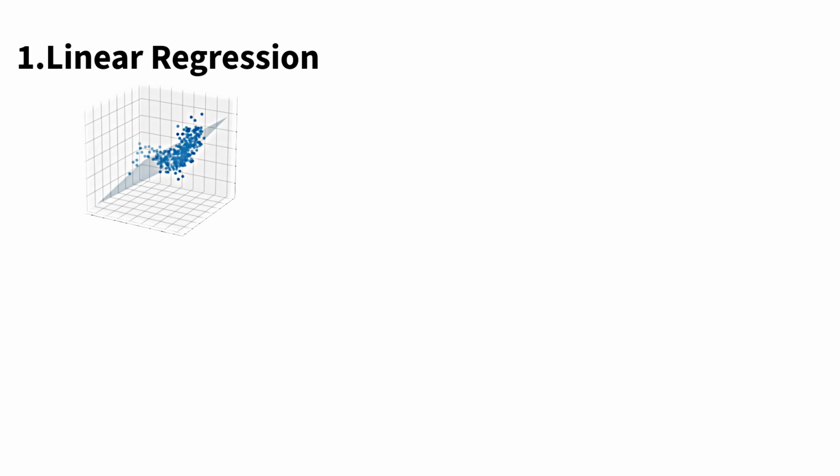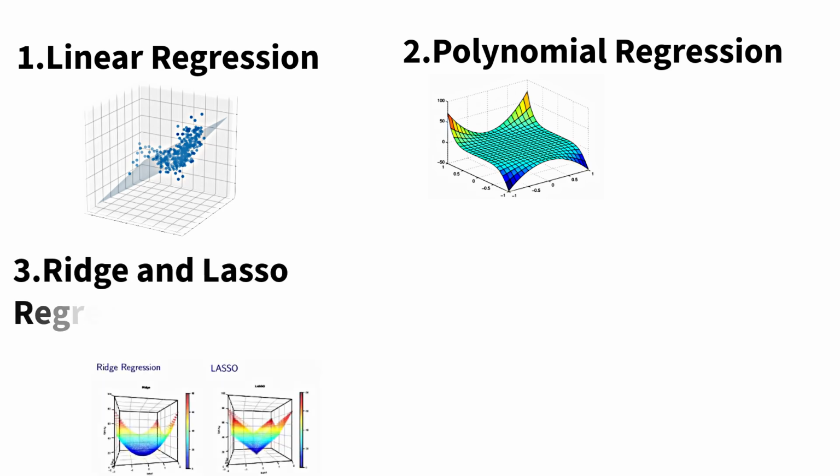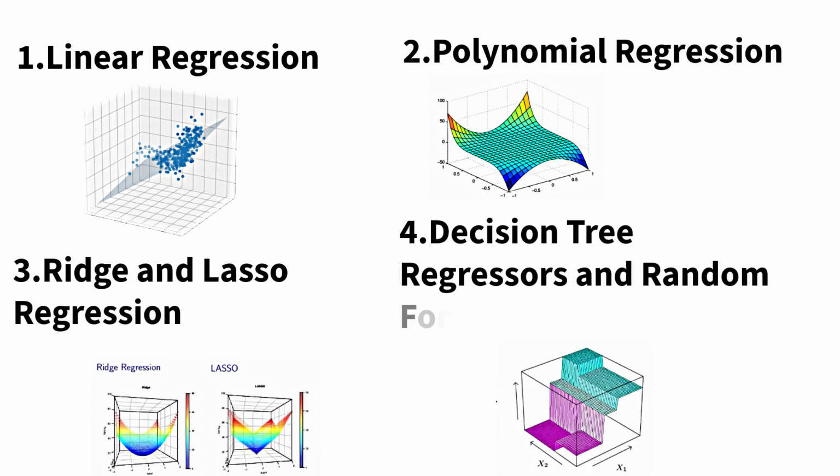The simplest type is linear regression because it draws a straight line. Here, the features are directly related to the target column. Whenever the values in the features increase, the values in the target column will also increase. But when the data has complex patterns, we use other models like polynomial regression for curved patterns, ridge and lasso regression to prevent overfitting, or decision tree regression or random forest regression for more complex and nonlinear data.